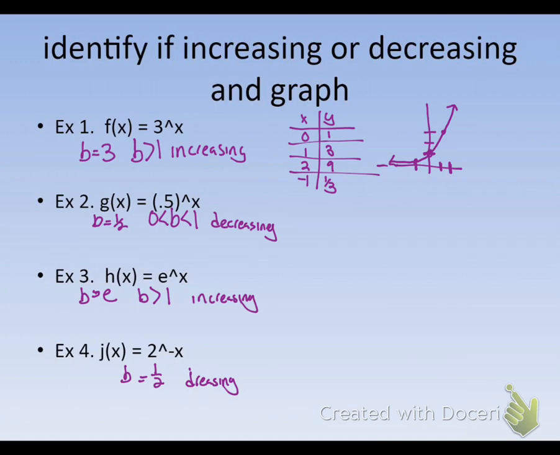Okay, our next one. X, y. I did -2, -1, 0, 1, and 2 this time. So -2 would give me 4, -1 would give me 2, 0 would give me 1, 1 would give me 1/2, and then 2 would give me 1/4. Again, going over here, this graph's going to be a little worse than the last one, so just be prepared.